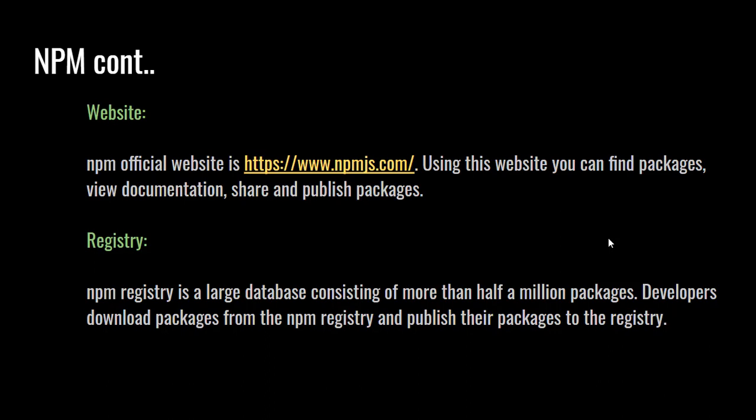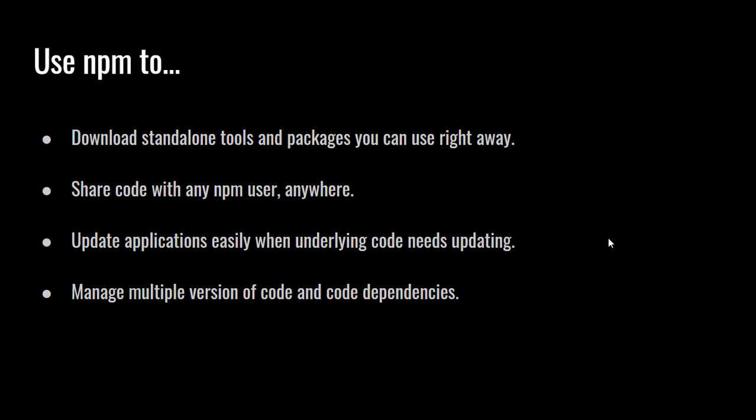The website allows you to browse through that. The registry itself is a large database consisting of more than 500,000 packages. Developers download packages from the NPM registry and publish their own packages to the registry. So you can use NPM to download standalone tools and packages that you can use right away, share code with any other NPM user anywhere, and update applications easily where underlying code needs updating.